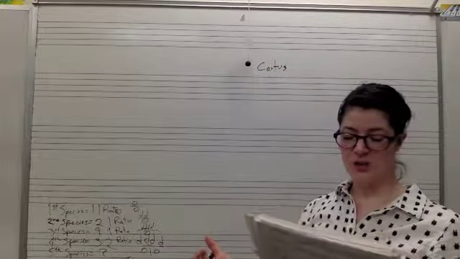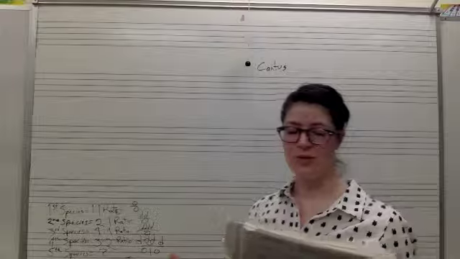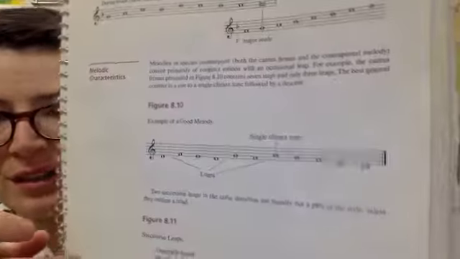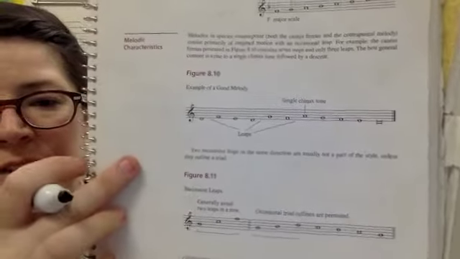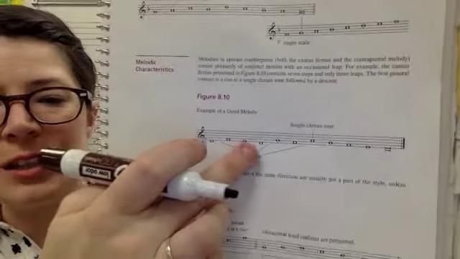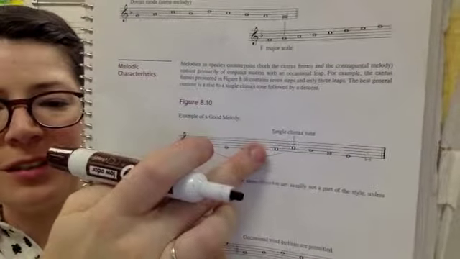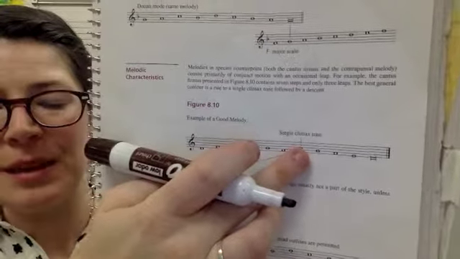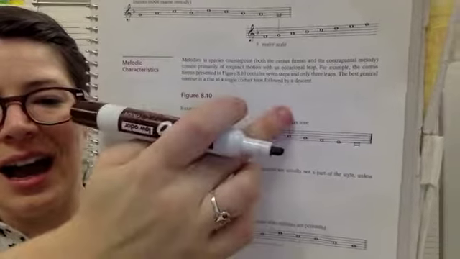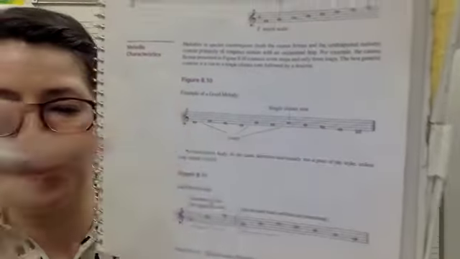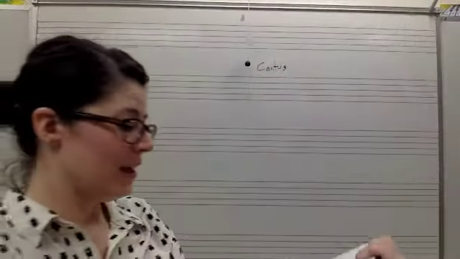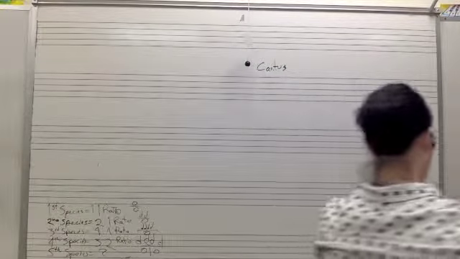The best general contour is a rise to a single climax tone followed by a descent. So if you look in 8.10, which I'm not going to take the time to write on the board, you'll see there's a leap of a third, then it's moving in stepwise motion, pops up for another leap, stepwise, and then stepwise motion all the way down. Here's your climax point, either a high climax point or a low climax point, and you're starting on tonic, ending on tonic. So that's what they mean when they talk about a good melody.